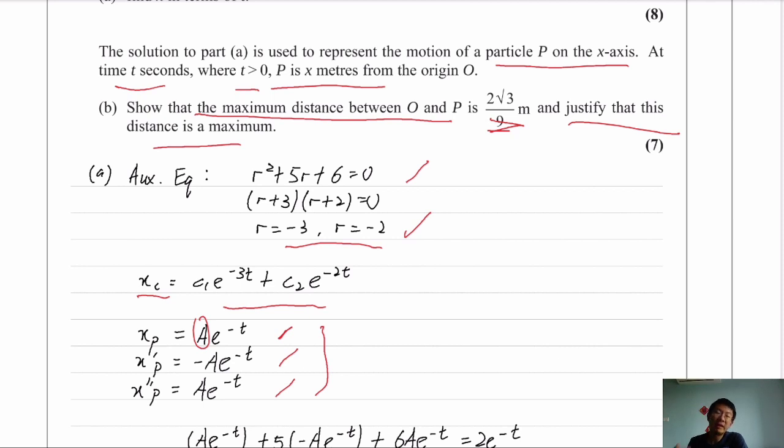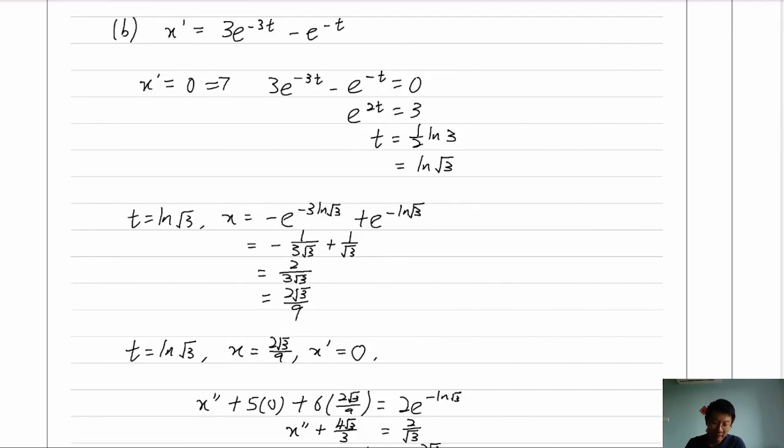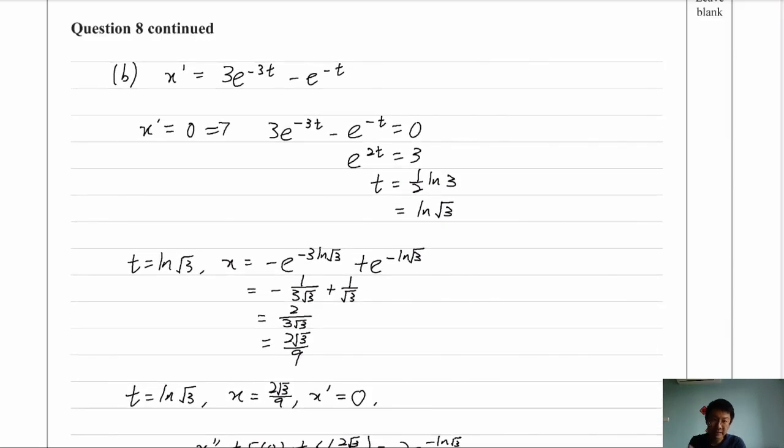When we talk about maximum or minimum distance, we automatically relate it to dx/dt equals 0. In this case, we already have the expression for x in terms of t, so we can find our dx/dt easily. Since we have already got x earlier on, this would be our dx/dt.